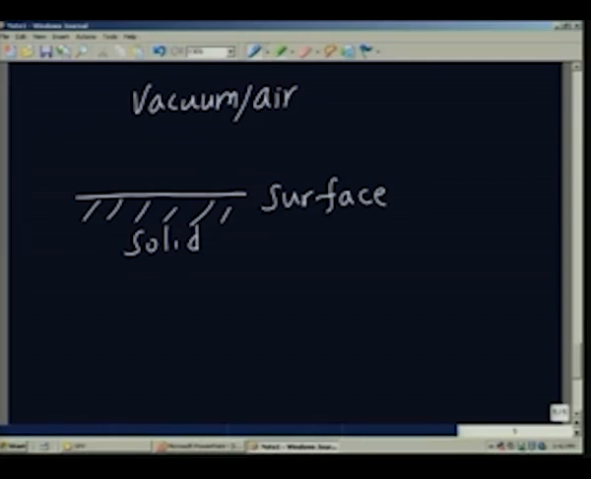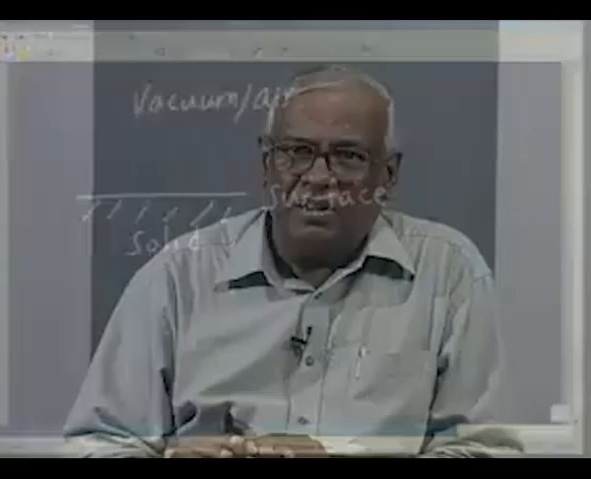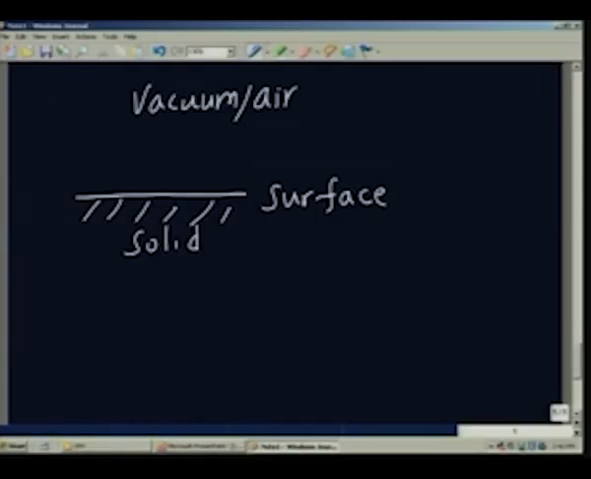So, let us look at what is going to happen at this surface. If the surface is optically smooth, so if I assume it is optically smooth, this is one possibility. Of course, in engineering applications mostly we are not going to meet with optically smooth surfaces, but suppose we have an optically smooth surface.